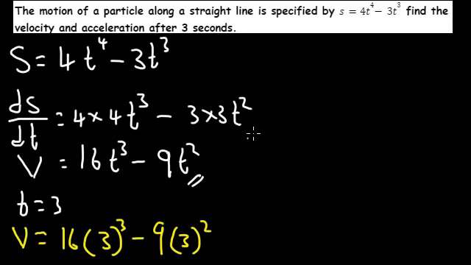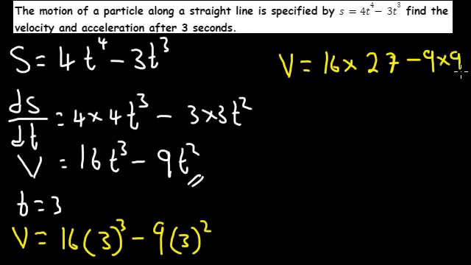Now simplifying this forward, the velocity v becomes 16 times 3 to the power of 3, which is 27. So we have times 27, then minus 3 to the power of 2, that's 9. So minus 9 times 9. Okay. So 16 times 27, if I use my calculator for that, I got 432.